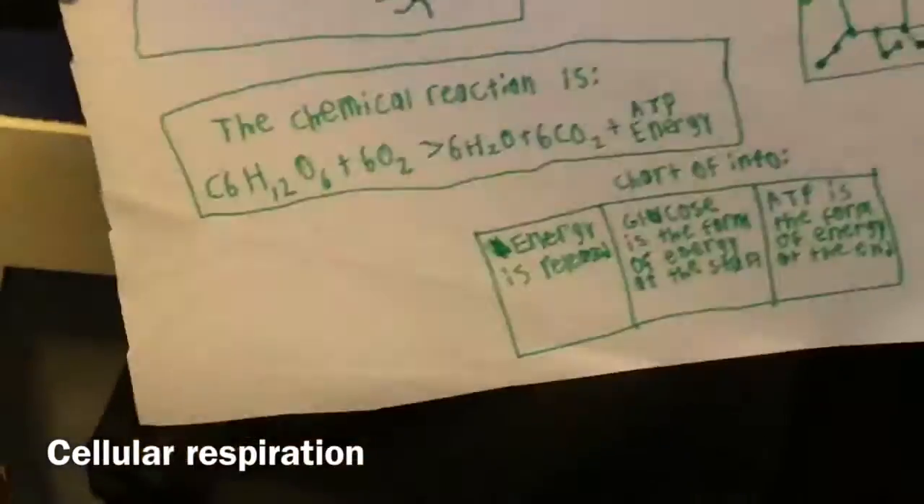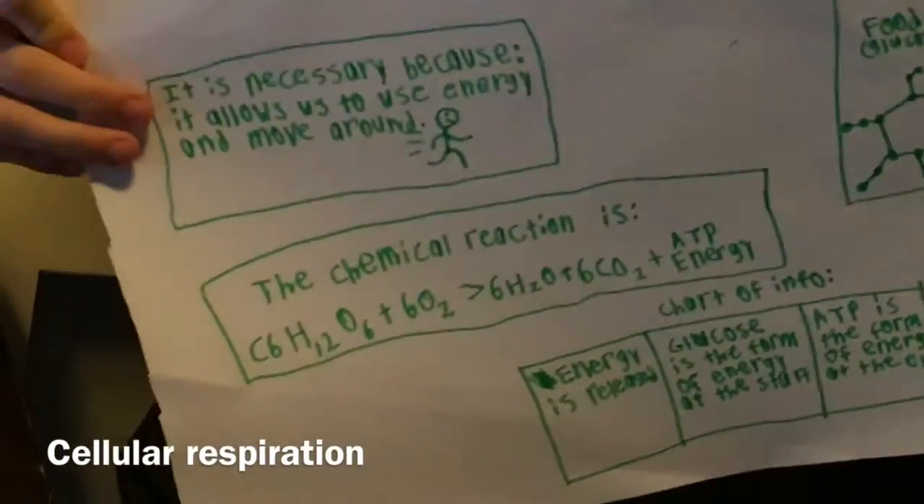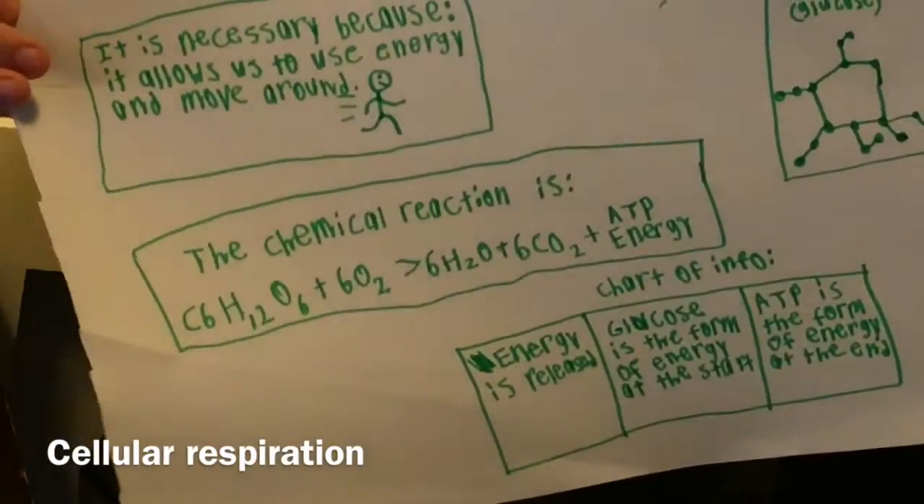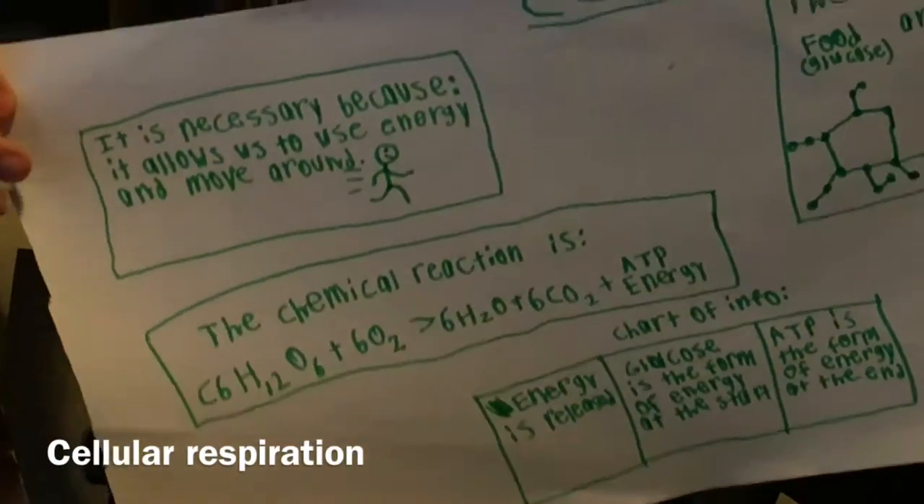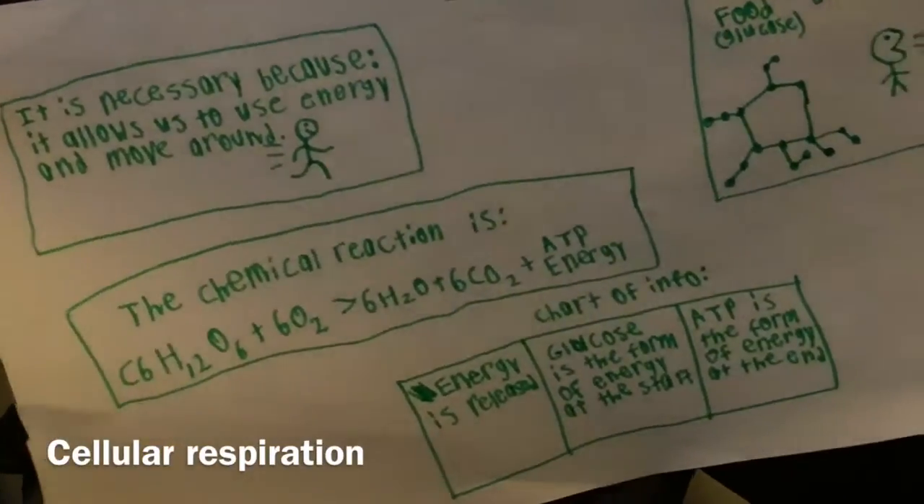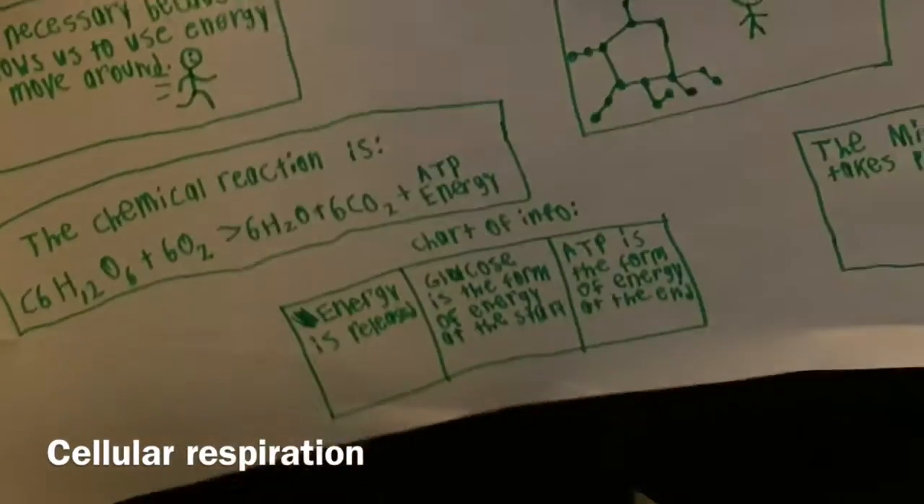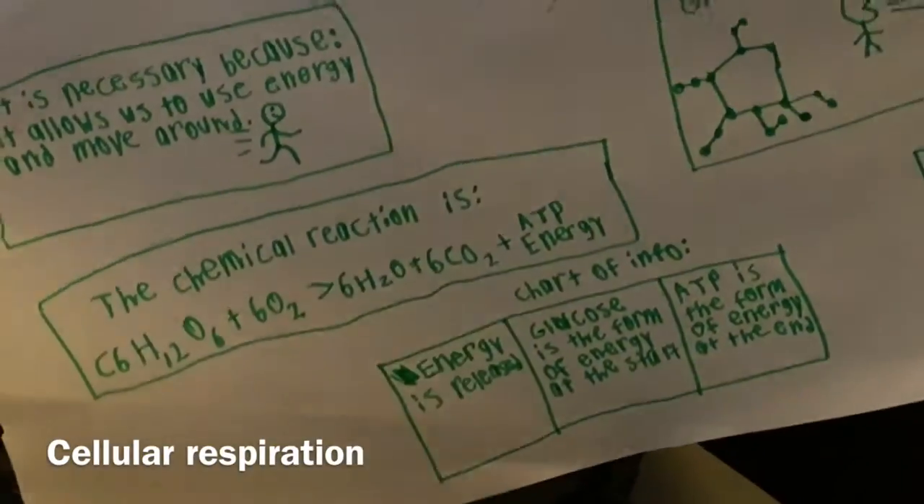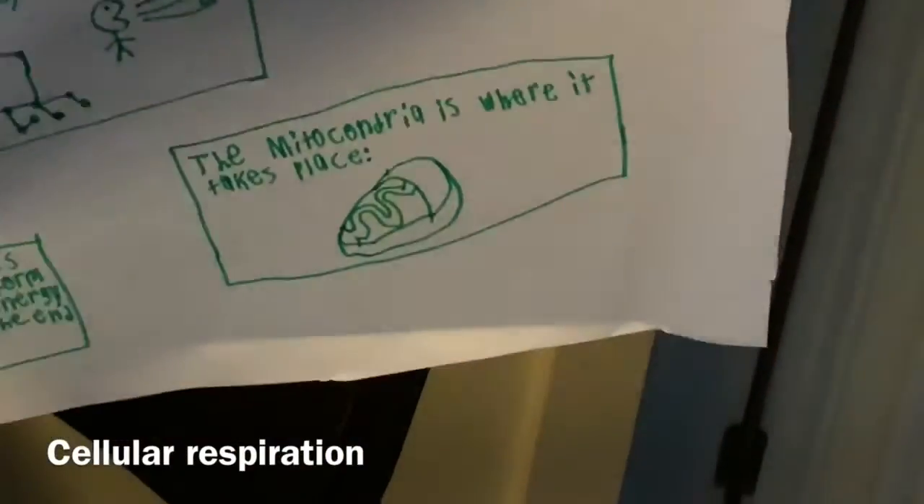The chemical reaction for cellular respiration is C6H12O6 plus 6O2, and that becomes 6H2O plus 6CO2 plus ATP energy. And the part of the cell where it happens is in the mitochondria, and it happens in all cells, so animals and plants.